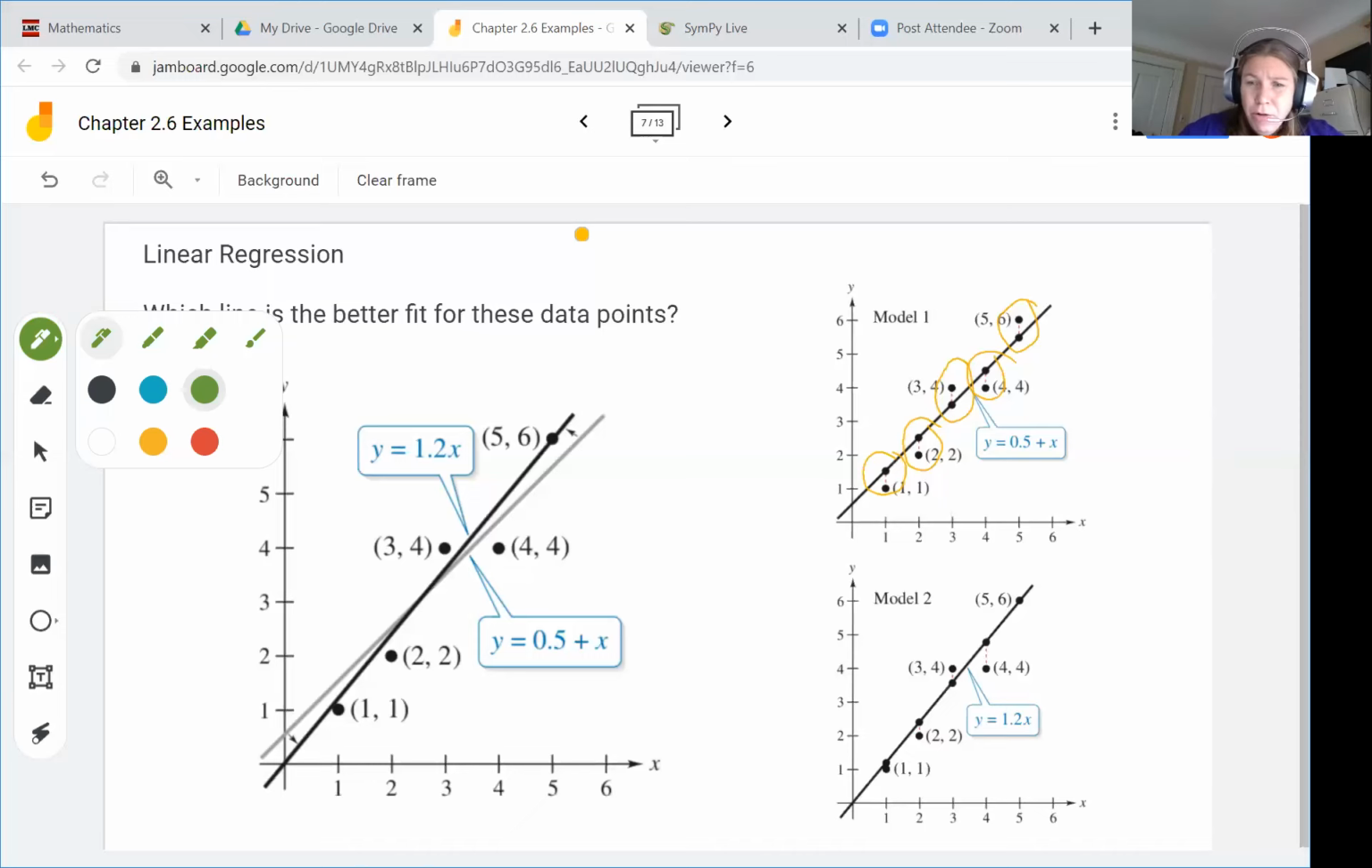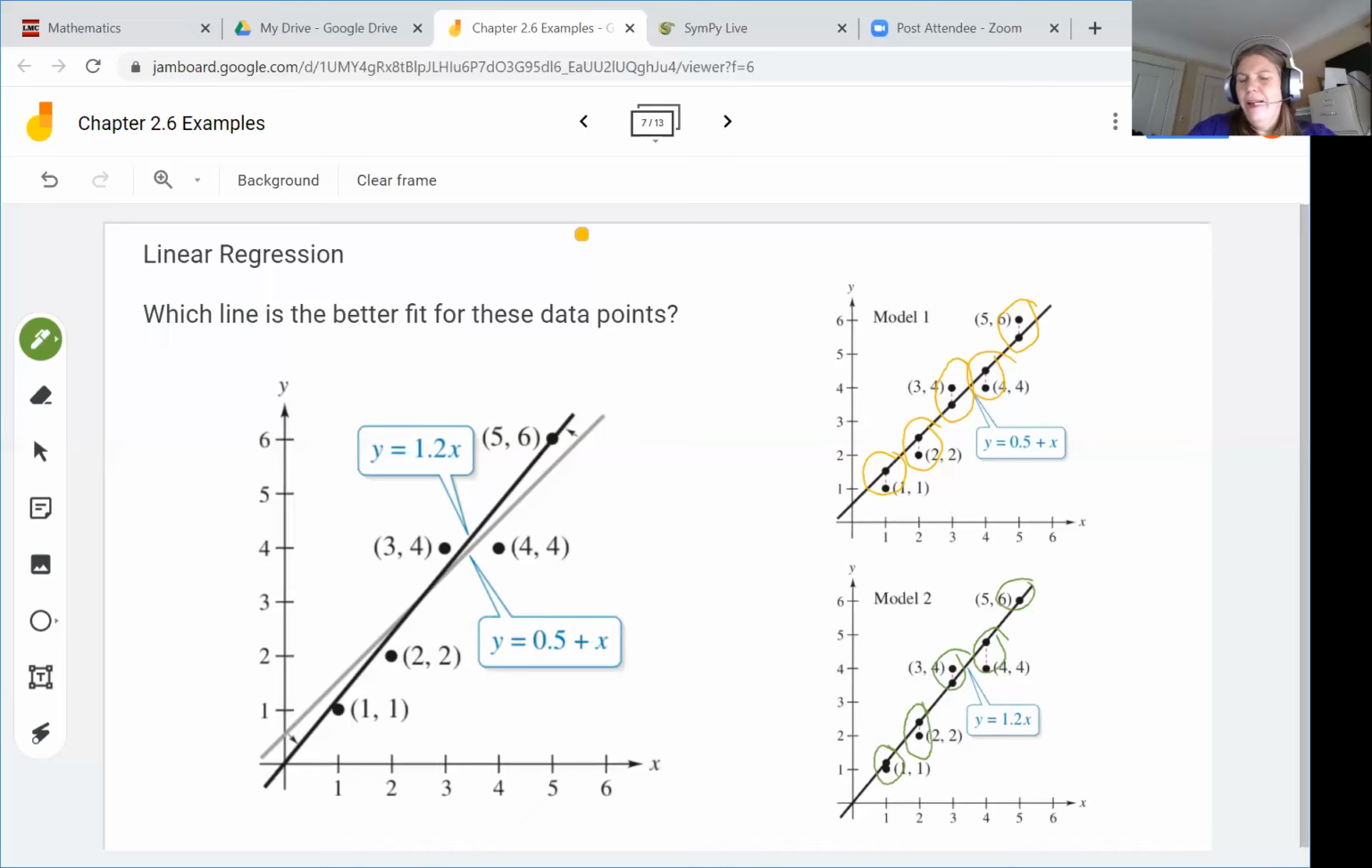All right, let's take a look at model 2. This is y equals 1.2x. So we see the first point is pretty close to the line. When x is 2, it's a negative error. The line over predicts. When x is 3, the line under predicts, so it's a positive error. When x is 4, the line over predicts, so it's a negative error. And when x is 5, it looks like we're right on the line.